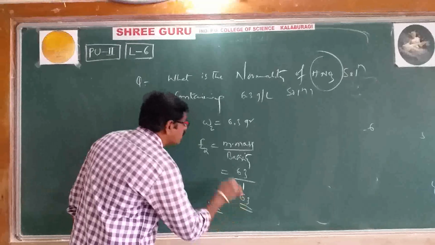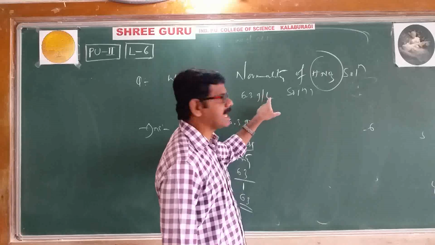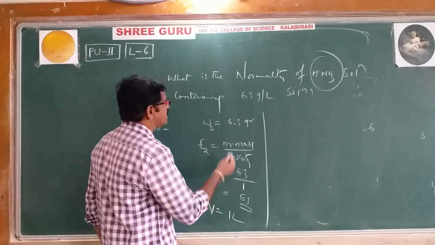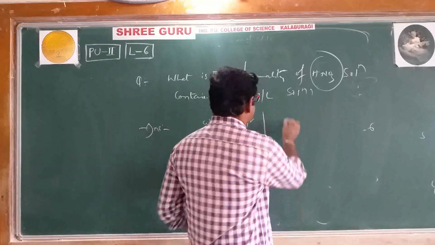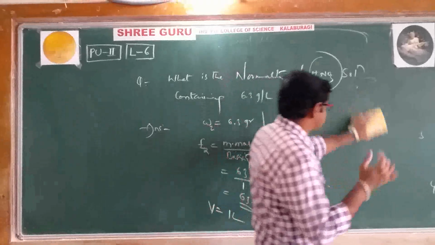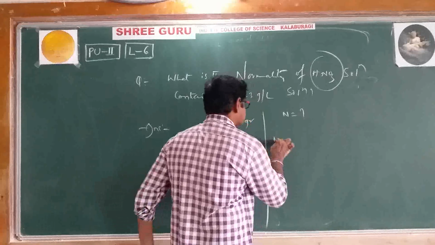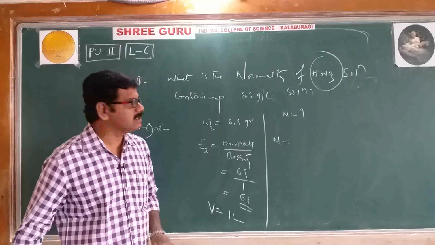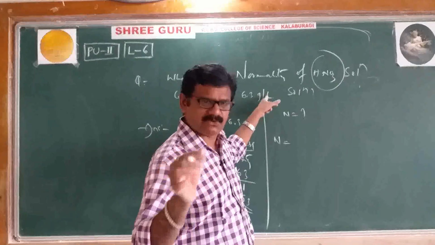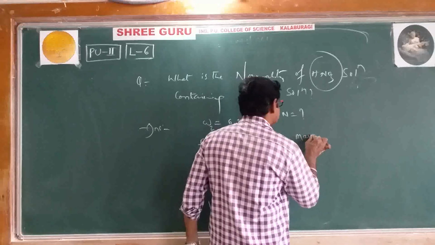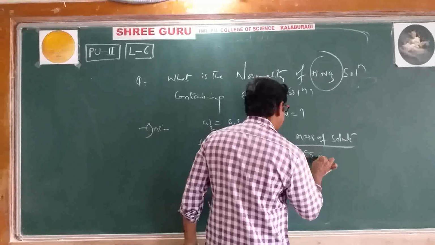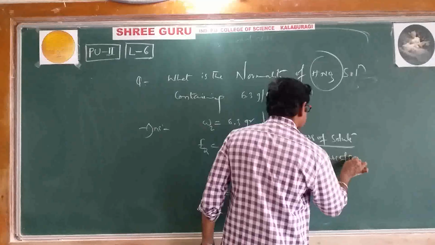Then volume, how much is given? 6.3 grams per liter, so 1 liter volume is given. And what is asked? Find the normality. Normality is the question mark. This is the data of the question. Now we'll write the actual formula. Normality equal to, see here, in the question the volume is given in liters. Therefore we have to write the liters-related formula only, that is, mass of solute divided by equivalent mass of solute.